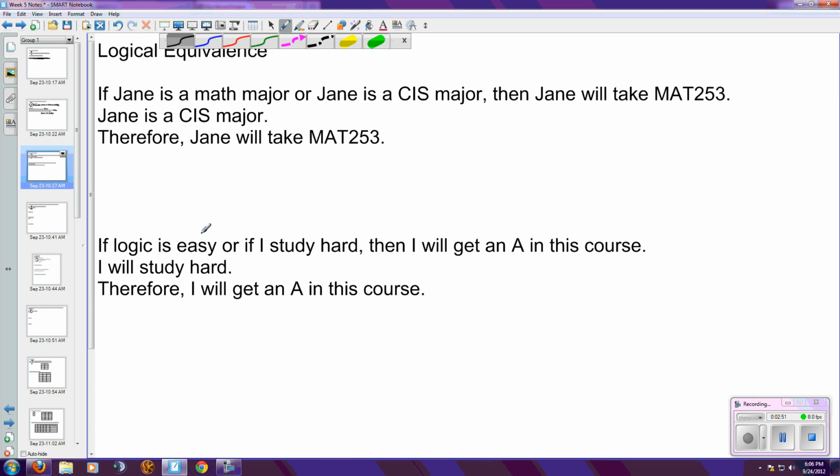Now, if we look down below, if logic is easy, or if I study hard, then I will get an A in this course. I will study hard, which again is something directly out of what we have here. As we noticed above, Jane is a CIS major. Therefore, I will get an A in this course. Because both of these have the exact same form, they're considered logically equivalent, and we'll discuss this much further with truth tables. It's good to have a general overview as to how we can equate English sentences back to logic, because this will come up again throughout the evening and it will be a recurring pattern.